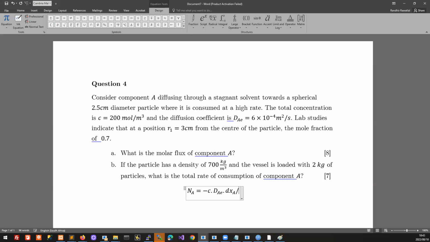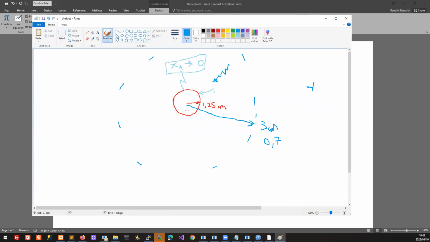dXA/dr, right? And something that we have to consider here is that we are now talking about spherical coordinates, right? We are talking about radial distances from the center of the particle and so on. So we have here a coordinate system which is most appropriately spherical. So we are talking about r positions, θ1 and θ2. Okay, so those are the variables of interest to us.